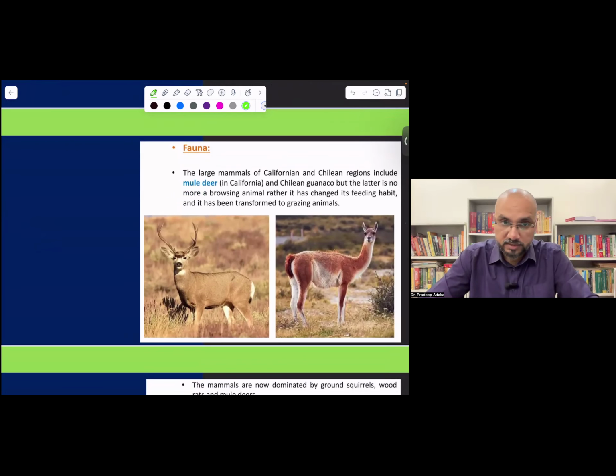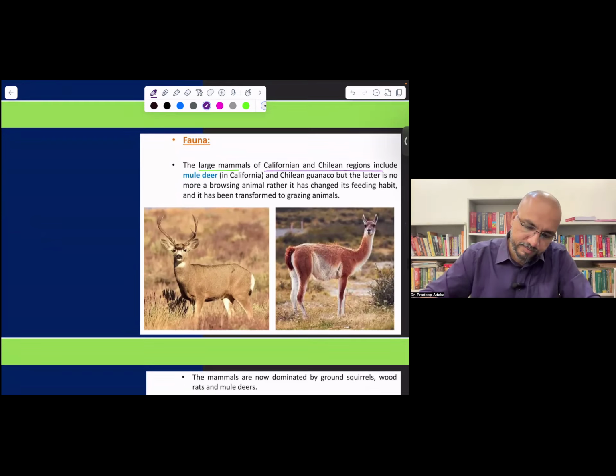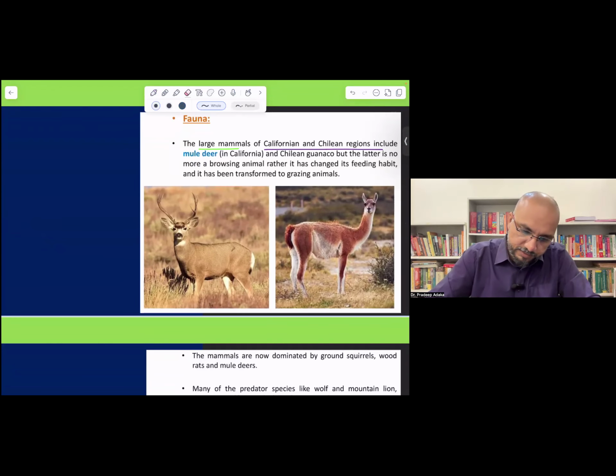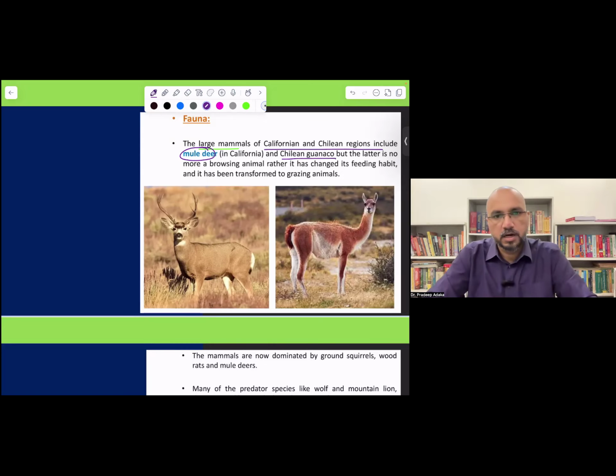Now, coming to fauna, what are the common animals that you see? If you see large mammals in the Californian and the Chilean regions, the chaparral of California and the chaparral of Chile. In California, you have this one, mule deer. This is the large mammal that you see. In Chile, the Chilean guanaco. This is related to your llamas.